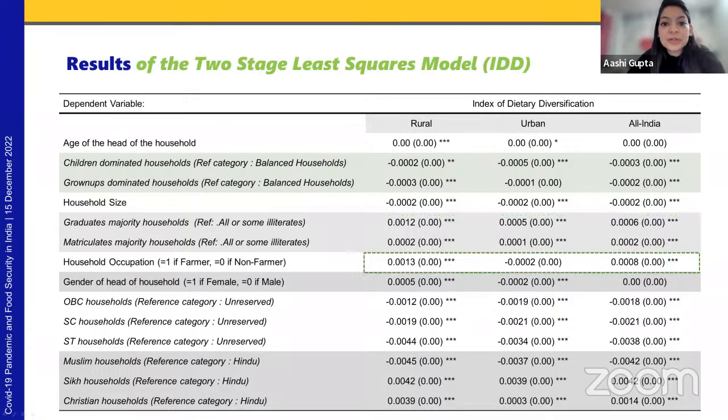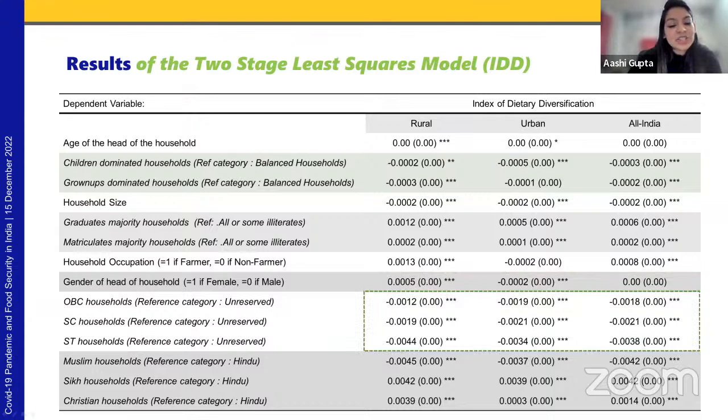The farming households have higher IDD than non-farming households, signifying more concentrated diets on average. Households with a female head on average have higher diversity in urban areas, but a lower diversity in rural areas as compared to households with a male head. The deprived socioeconomic groups, that are the scheduled caste, the scheduled tribe, and the other backward classes, have a lower IDD than the unreserved category.